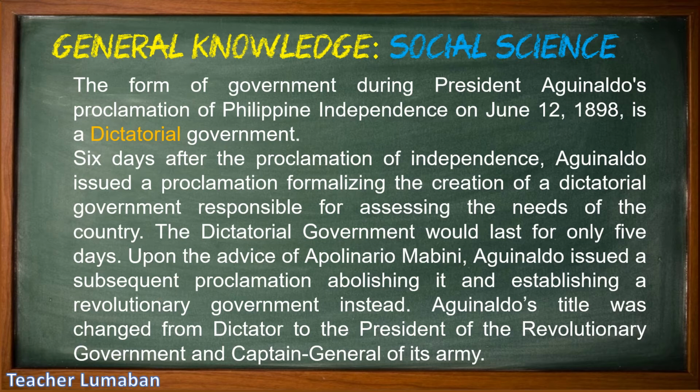The dictatorial government would last for only 5 days. Upon the advice of Apolinario Mabini, Aguinaldo issued a subsequent proclamation abolishing it and establishing a revolutionary government instead. Aguinaldo's title was changed from dictator to the president of the revolutionary government and captain general of its army.